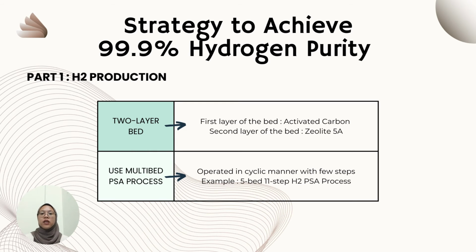The 2-layer bed consists of activated carbon at the first layer, while zeolite is at the second layer. By doing this, we can maximize the adsorption process of CO2 at the activated carbon. Meanwhile, zeolite at the second layer will adsorb the impurities left from the first layer.